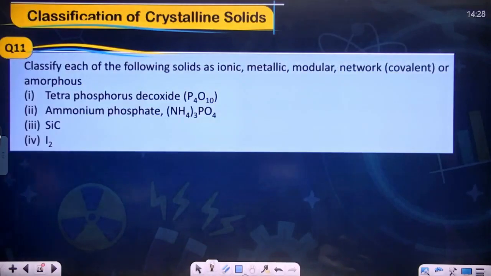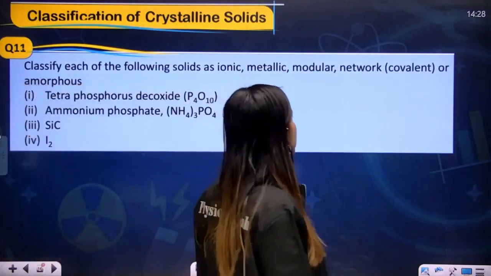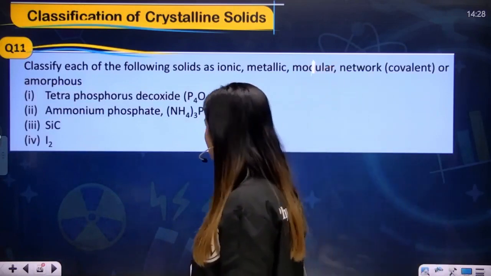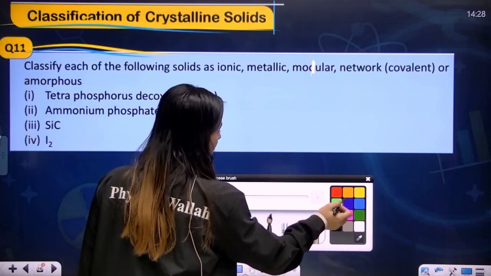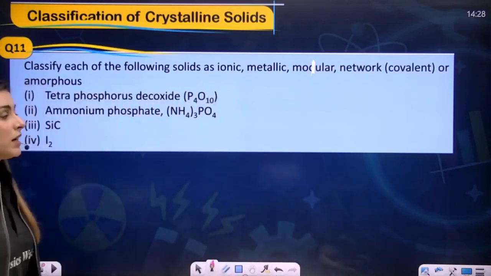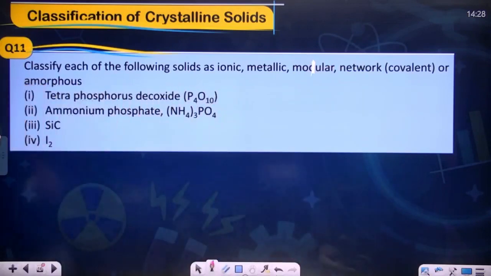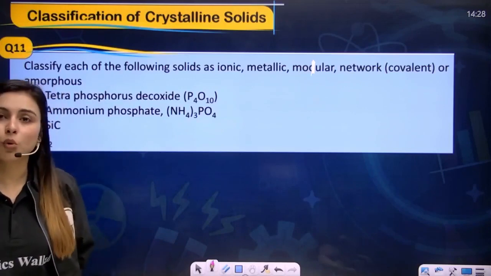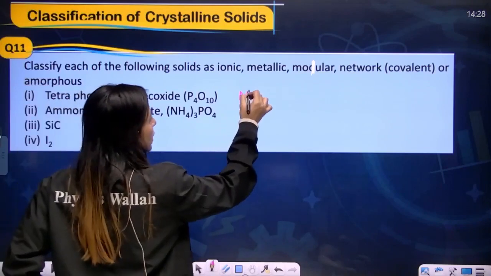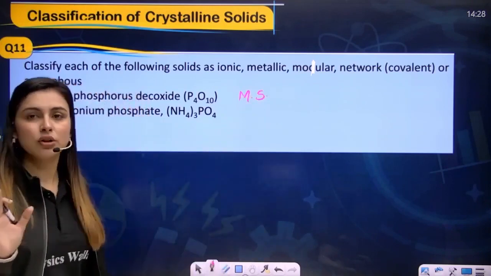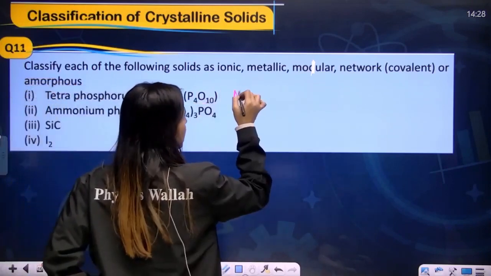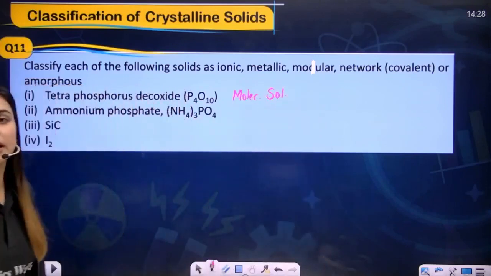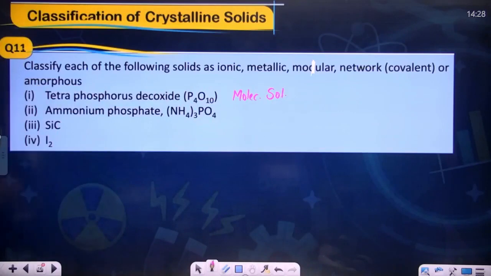Classify each of the following solids as ionic, metallic, molecular, network covalent, or amorphous solid. Okay, so let's try to answer each and every part. The first is tetraphosphorus decaoxide. So you have P4O10. It is a symmetrical molecule. So can I say that it is a molecular solid? It is a molecular solid. Let me write it as molecular solid.